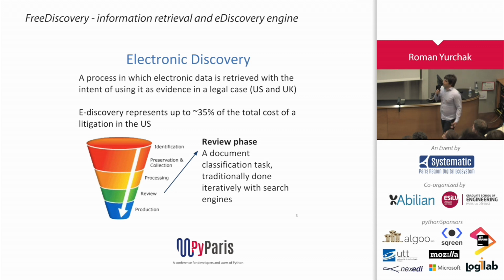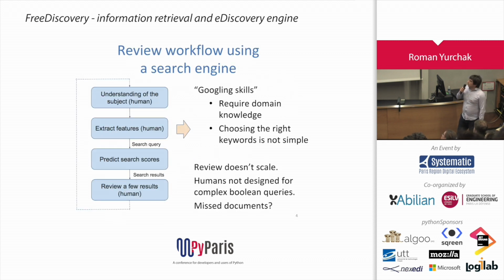It's a lengthy procedure in which you have to identify, collect, and find all the relevant documents for a given legal case. And I will, in particular, be talking about the review process. The review process is essentially a text classification task in which we iteratively search through the documents to find those that are relevant and remove those that are not relevant for a particular case.